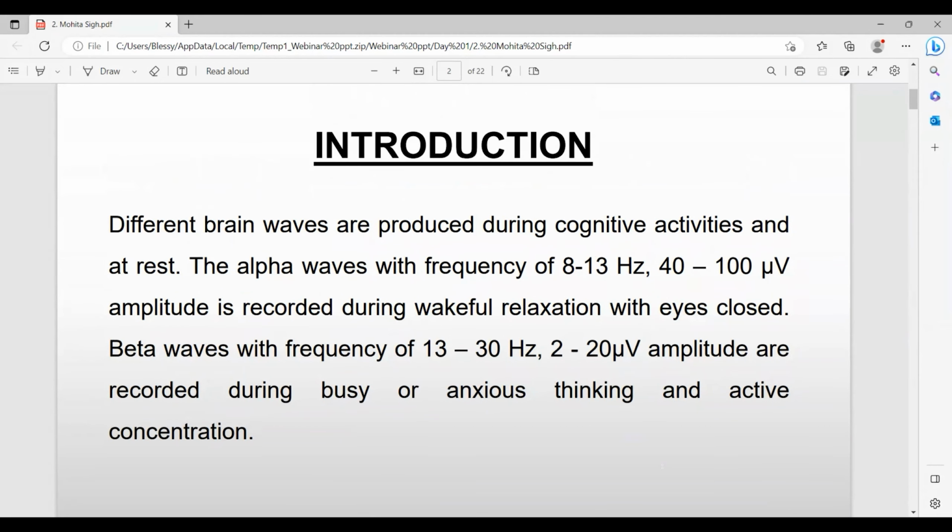So different brain waves are produced during cognitive activities and at rest. The alpha wave with a frequency of 8 to 13 Hz, 40 to 100 microvolt amplitude is recorded during wakeful relaxation with eyes closed, while beta waves with frequency of 13 to 30 Hz, 2 to 20 microvolts amplitude is recorded during busy or anxious thinking and active concentration.